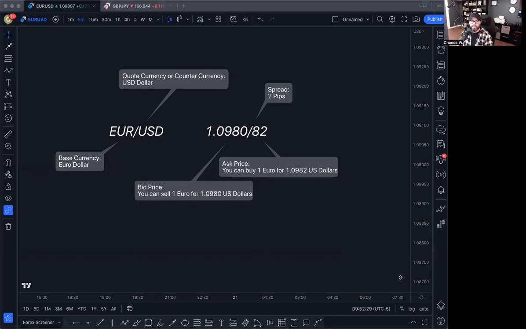A currency pair's price is printed or quoted based on its bid and ask prices, the buy and sell prices. The bid price, like what I just said, is the price that the Forex broker will buy the base currency from you in exchange for the quote or counter currency. The ask, also called the offer price, is the price that the broker will sell you the base currency in exchange for the quote or counter currency. And again, it's important to know that the difference between these two prices, the bid price and the ask price, is the spread.